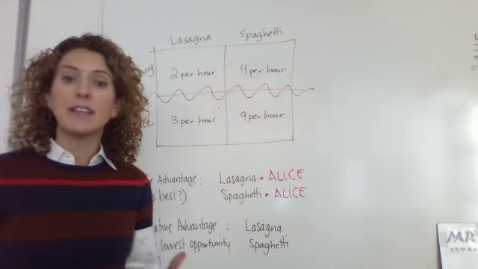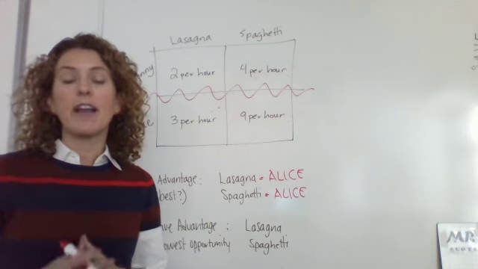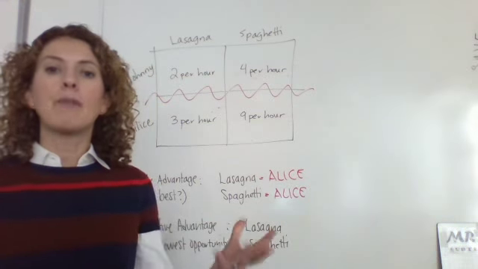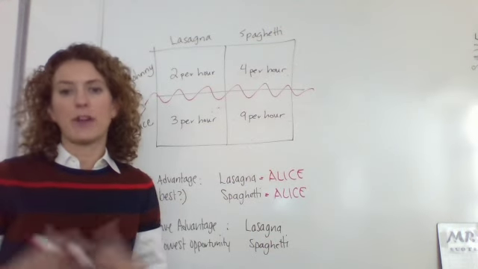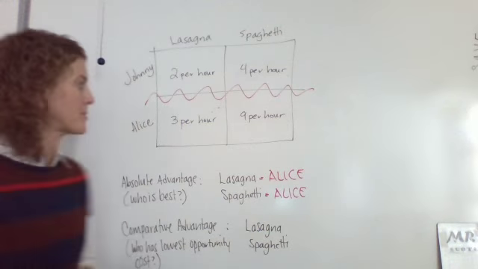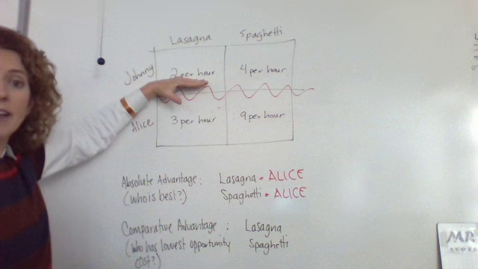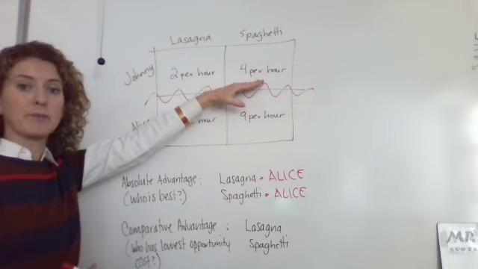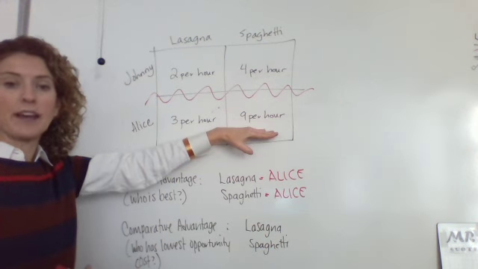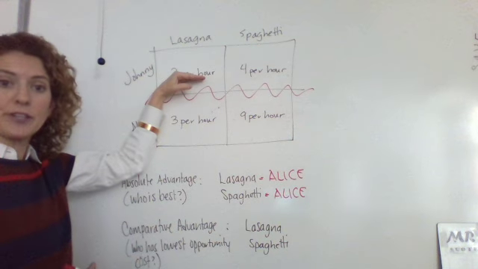When they specialize, each can produce more of one item and then trade for the other, and this should allow them to obtain combinations of items outside of their own production possibility curves. Okay, so let's look at the opportunity cost ratios. First of all, we do not want to cross the line, because when Johnny makes lasagna, he gives up the opportunity to produce spaghetti. And when Alice makes lasagna, she gives up the opportunity to produce spaghetti. So we're not going to cross the line in making opportunity cost ratios.